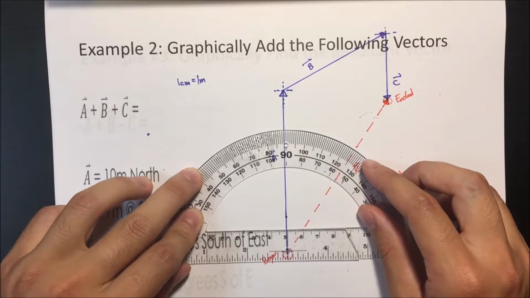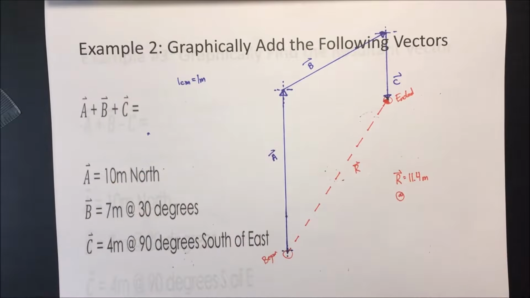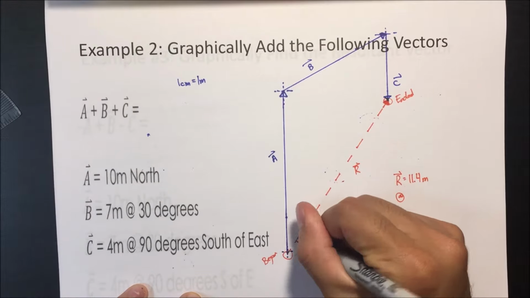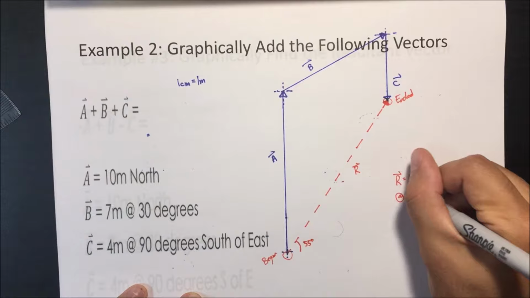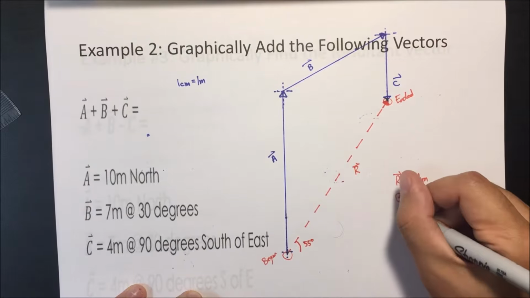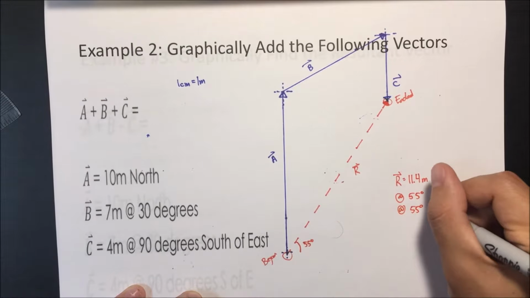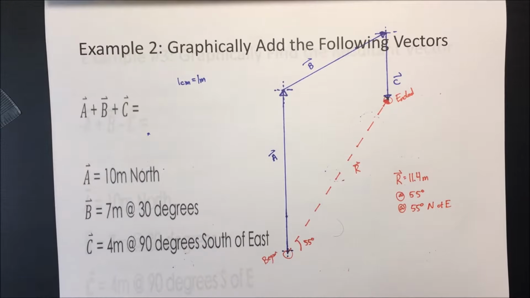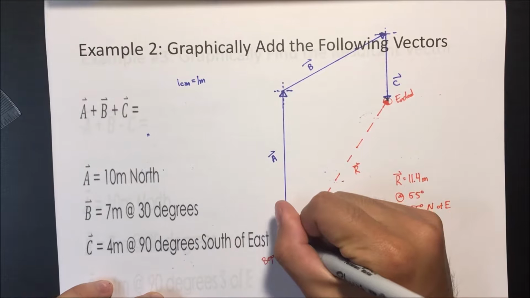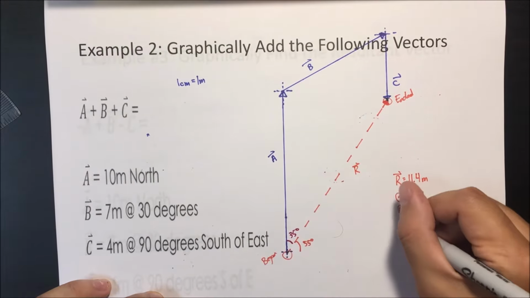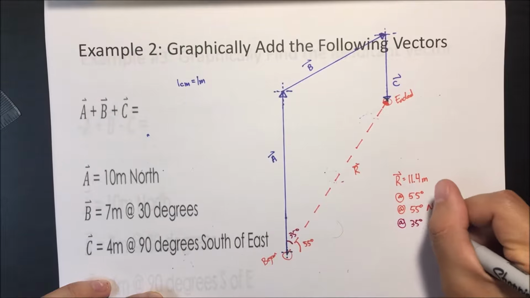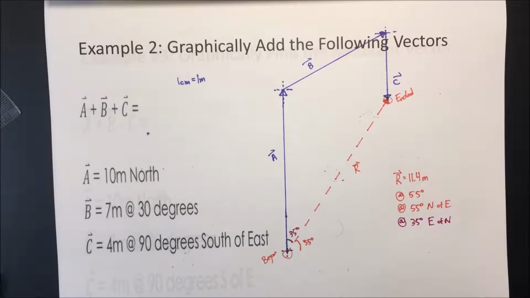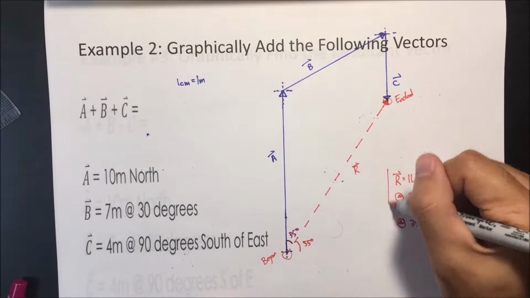And what I see is this is going to be around 55 degrees. So I find that this spot right here is 55 degrees. So I could call this at 55 degrees, or I could say at 55 degrees north of east. Or if I measured this angle over here, this is going to be 35 degrees, so I could call it at 35 degrees east of north. Any of those answers would be correct. Any of these directions would be correct.